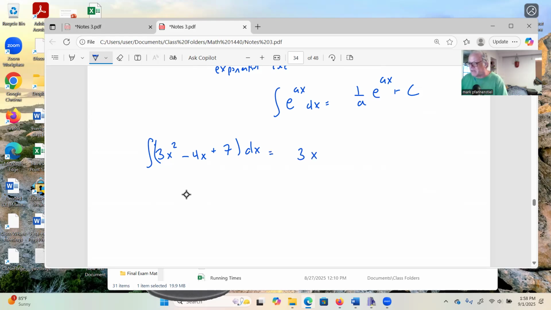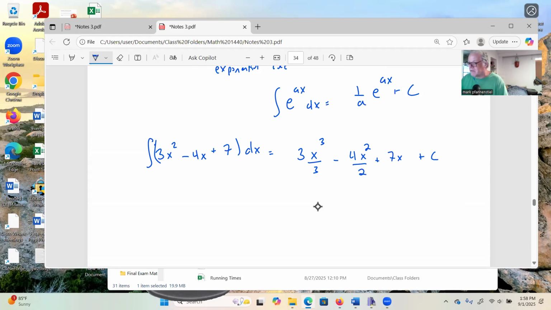So this is going to be 3x to the 2 plus 1, which is going to be 3 divided by 3, minus 4x. x was to the 1, so we're going to do 1 plus 1 is 2, divided by 2. And then we have plus 7, and it's really x to the 0. So if we add 1 to that, we're going to say this is 7x plus a constant of integration. Okay, and that's how you go through and integrate.